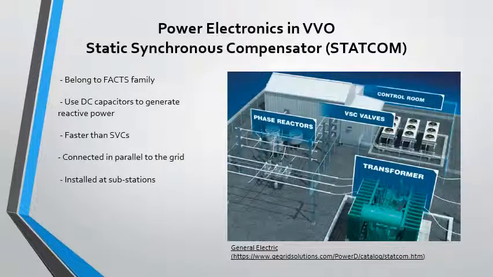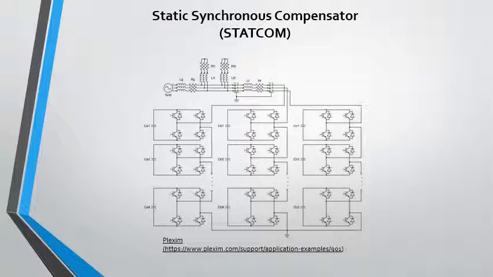Static synchronous compensators, or STATCOMs, also belong to the FACTS family. They use DC capacitors to generate reactive power, and they have a much faster response than SVCs. They are connected in parallel to the grid and are usually installed at the substation. Inside the STATCOM, capacitors are connected to BJTs in an H-bridge configuration. This allows us to control which direction the current flows, and so whether we're generating or absorbing reactive power.